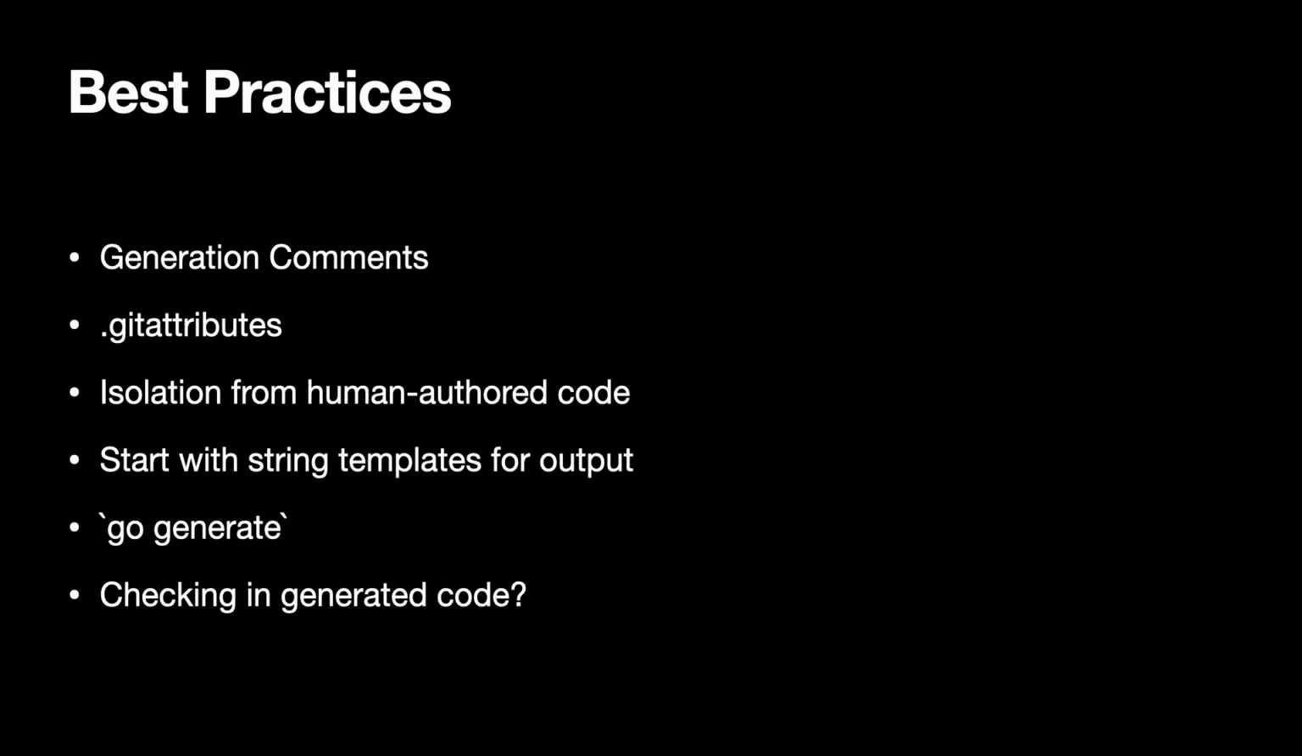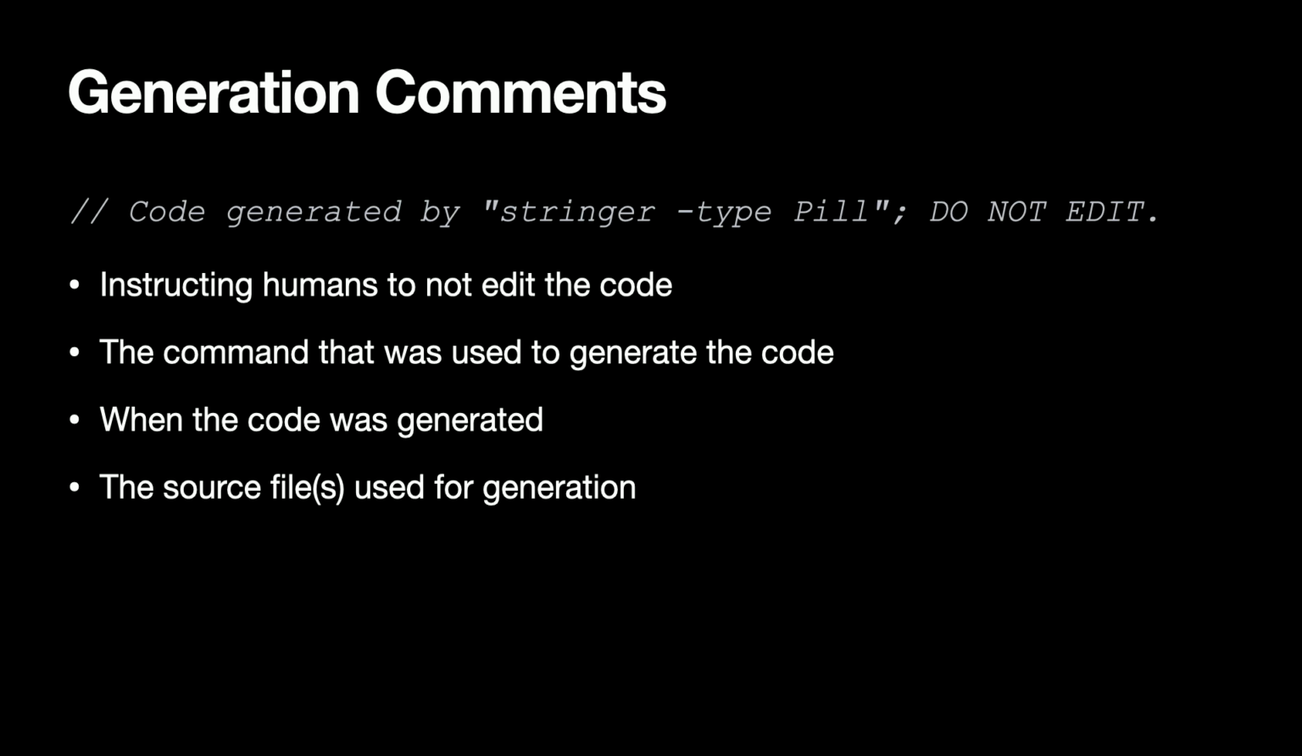So there are a number of different best practices. We're going to walk over each one of them relatively quickly here. The first one is one that you probably saw in the code generator, which was a comment at the top of the file. It said something like "code generated by stringer -type Pill". This is the generation comment that the stringer utility that we talked about earlier leaves, and it says do not edit. This is pretty important.